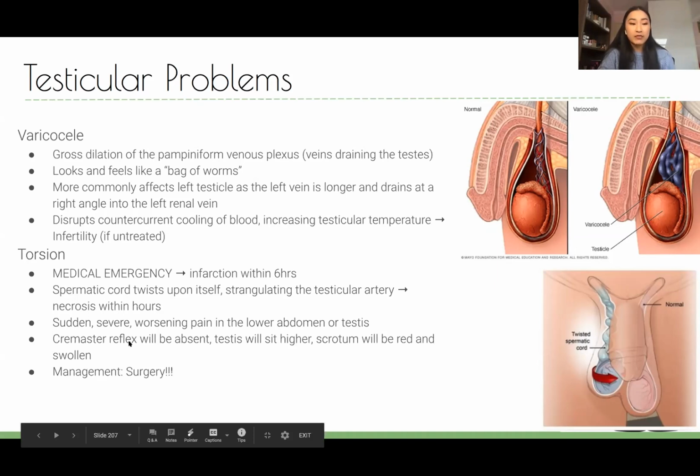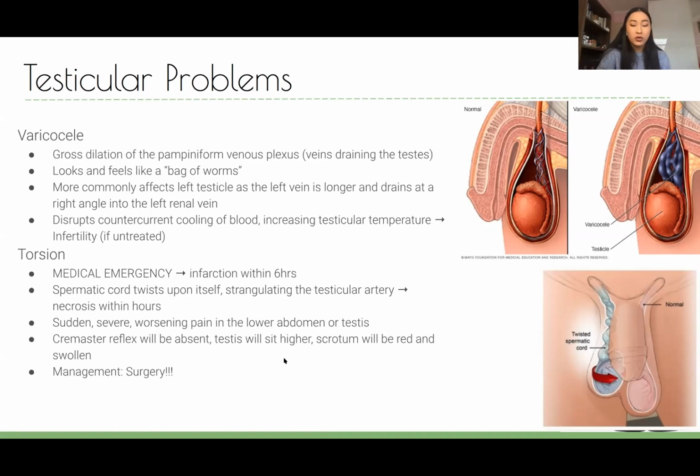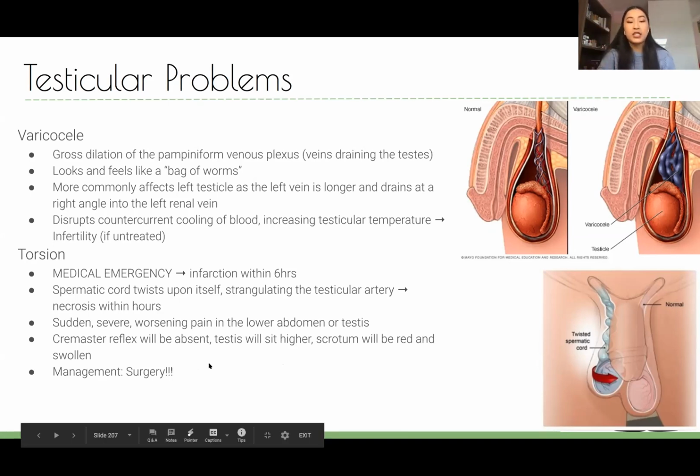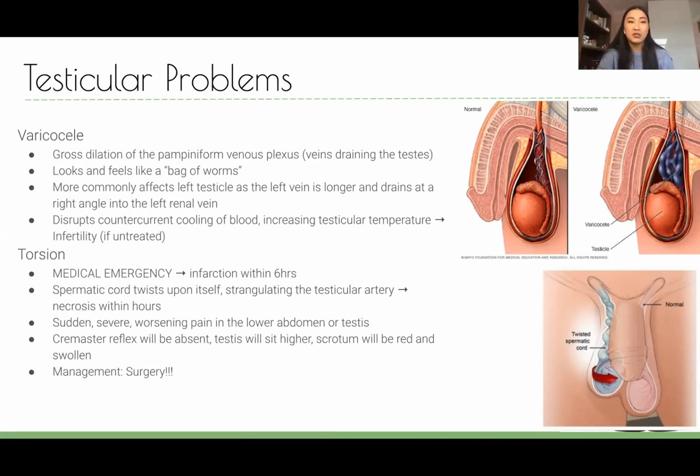In terms of examining for torsion, the testis will sit higher, the scrotum will be all red and swollen, and the cremaster reflex will be absent. That's where if the inner thigh is stroked, the testis should retract upwards. And obviously because it's already been retracted, there won't be any further retraction. The management is surgery. The diagnosis is actually also surgery. If there's clinical suspicion, they go to surgery.